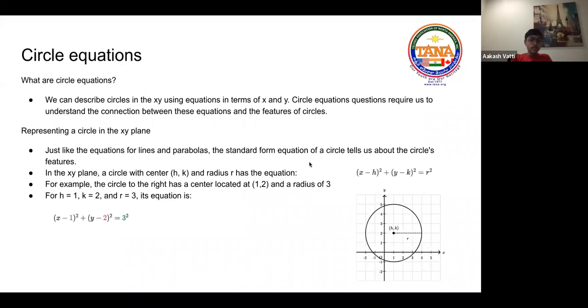So in the xy plane, a circle with the center (h, k) and radius r has the equation (x minus h) squared plus (y minus k) squared equals r squared. For example, the circle to the right has a center located at (1, 2) and a radius of 3. For h equals 1, k equals 2, and r equals 3, the equation would be (x minus 1) squared plus (y minus 2) squared equals 3 squared, which gives us this circle right here, because the radius right here is 3, and this is (1, 2).